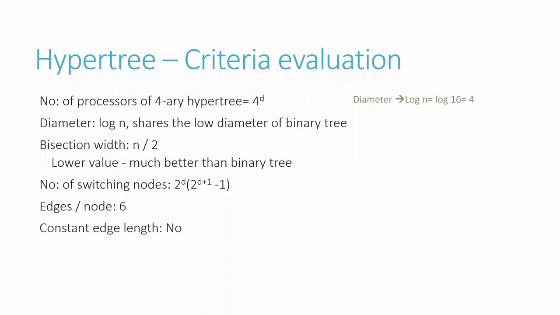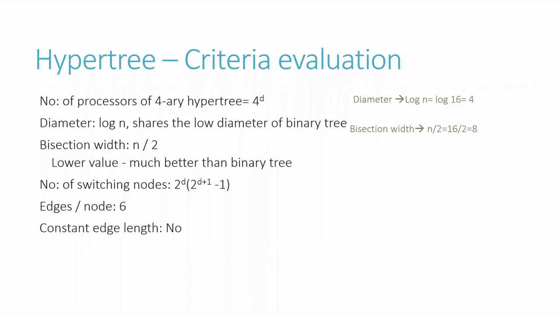Now, bisection width. Bisection width of a hypertree is given as n by 2. So, there are n processors, there are 16 processors divided by 2, 8, which is a much lower value than the binary tree. Hope you will remember the construction of a 16 processor binary tree.